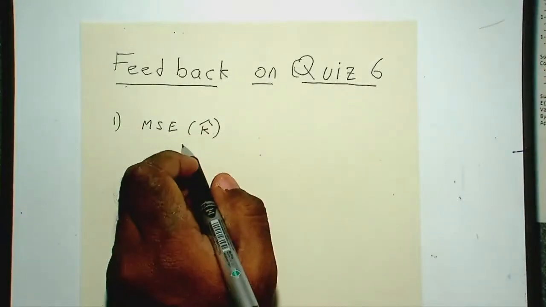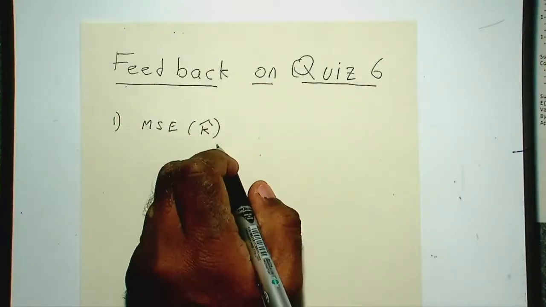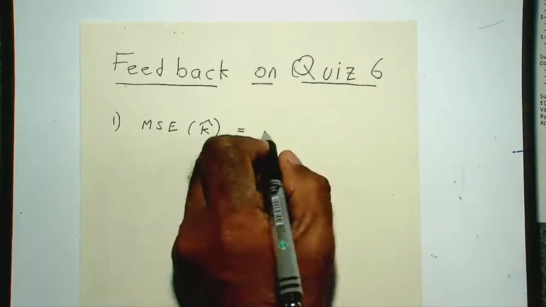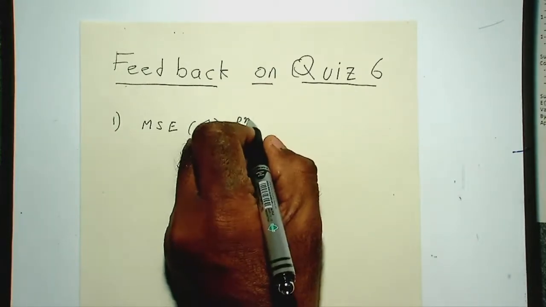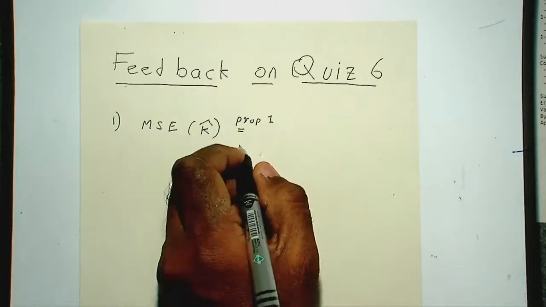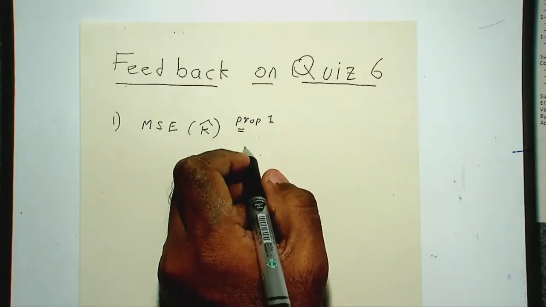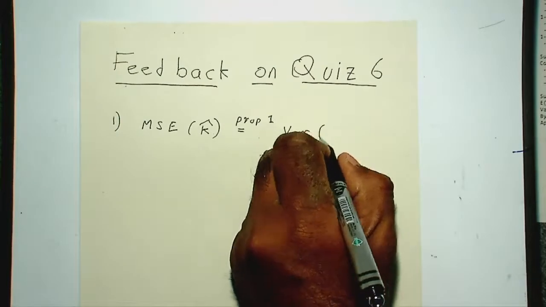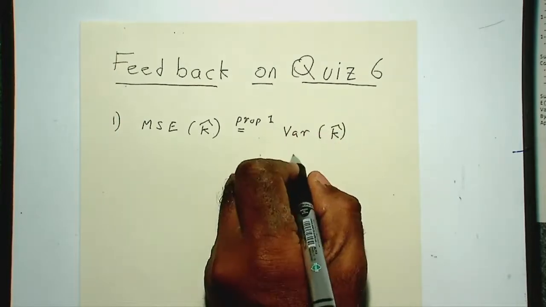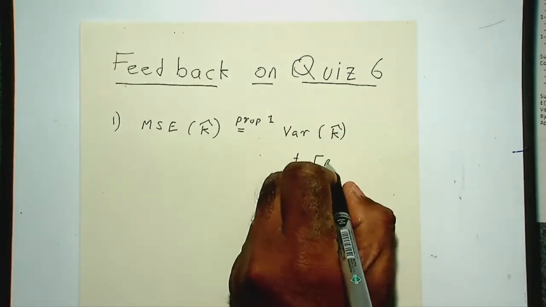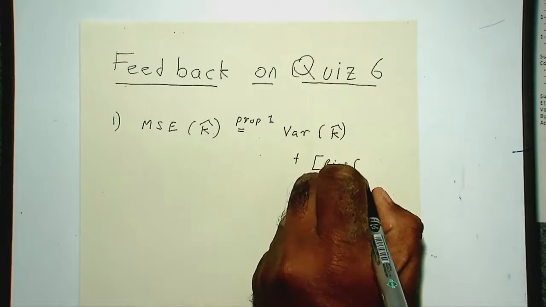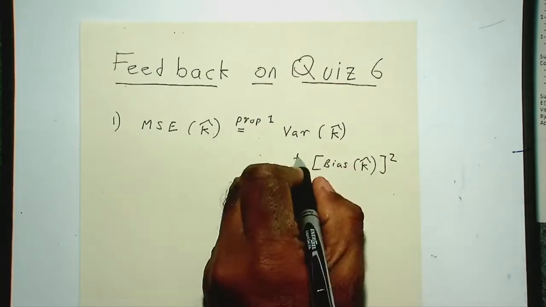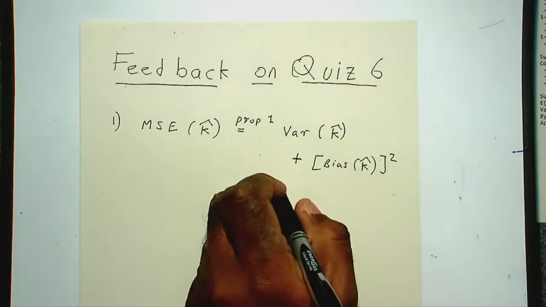You need to show that this guy here approaches zero as n goes to infinity, right? And this is one of the properties I proved using property one. You can write this as the variance of k hat plus the square of the bias. Okay. A lot of people made a mistake.